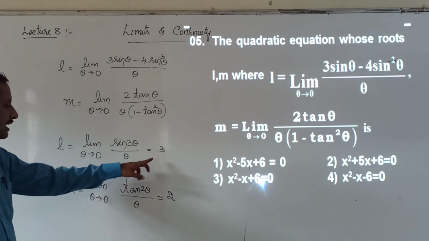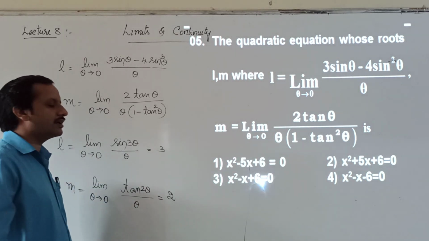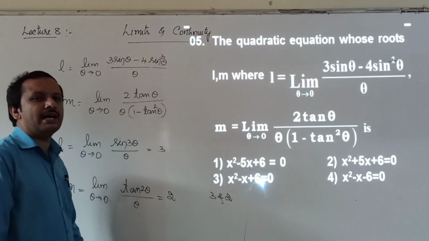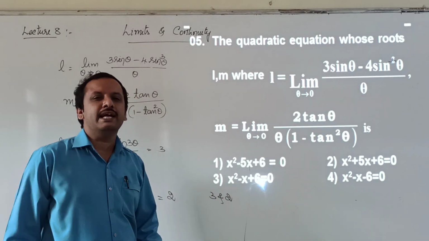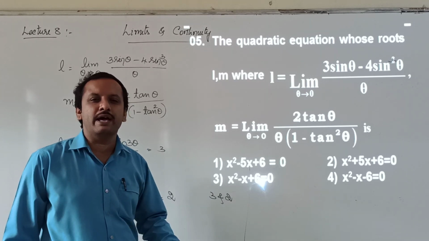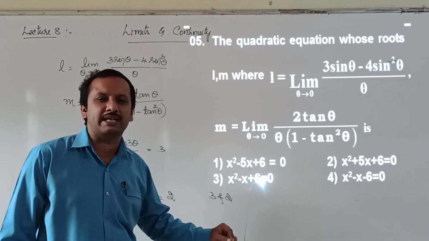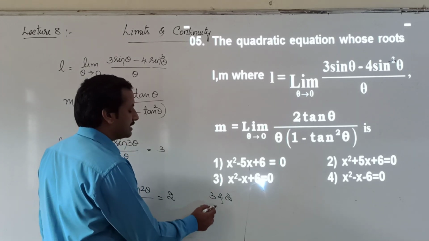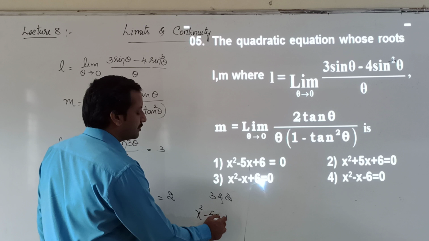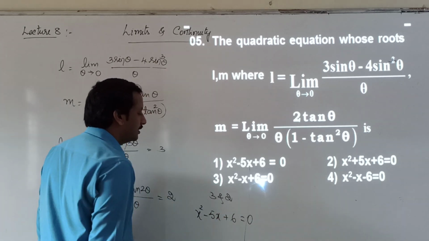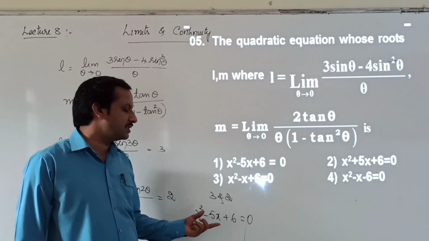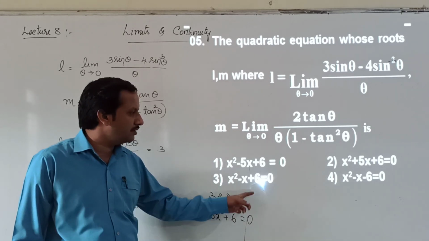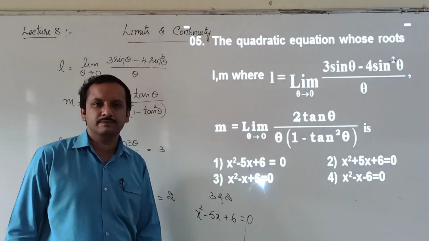So L is 3 and M is 2. We want a quadratic equation whose roots are 3 and 2. If alpha and beta are the roots of a quadratic equation, then that quadratic equation can be written as x square minus (alpha plus beta) into x plus alpha beta equal to 0. So x square minus the sum of these two, that is 5x, plus the product of these two, 6. Or you already know, the quadratic equation having 3 and 2 as its roots is x square minus 5x plus 6 equal to 0. First option.